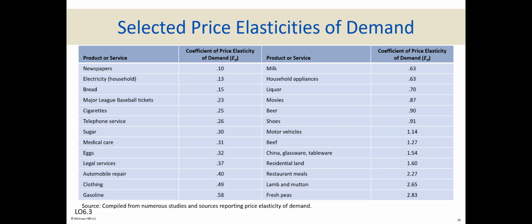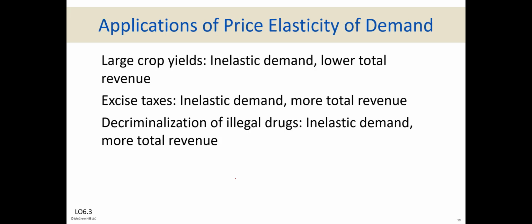Let's check the elastic ones. Lamp, restaurant meals, residential land, china, glassware, tableware, which makes sense. So let's see one example of the application of price elasticity, and we are going to talk about crops. For crops, let's assume there is a market price, right? This could be rice, for instance, and this is supply. And usually for crops, demand is inelastic. That's why I have a steep curve here, and their intersection determines the market price.